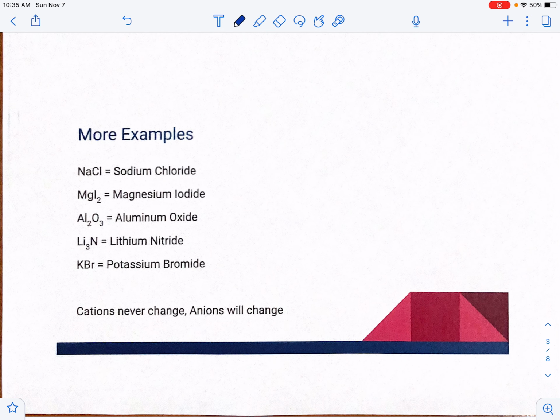So more examples. So say I have something like NaCl. So Na is sodium, and chlorine is going to be my anion. So instead of me writing out sodium chlorine, it's going to be sodium chloride. Now my next example is MgI2. So magnesium is my cation. So remember, you never touch the first one, just read it like you do off the periodic table. And then instead of me writing magnesium iodine, it's going to be magnesium iodide. Then Al2O3 is aluminum oxide, Li3N is lithium nitride, and then KBr is potassium bromide. So again, cannot stress that enough, we never change the name of the cation, and then anions will usually change their name and end in IDE.